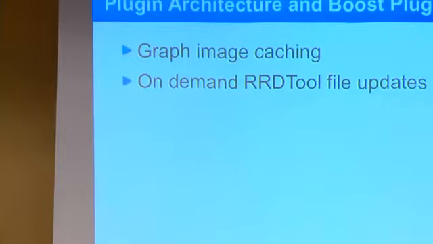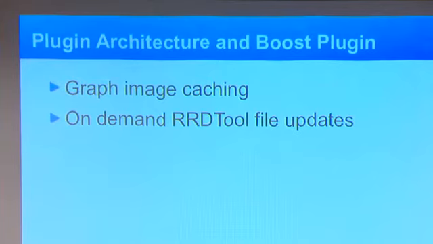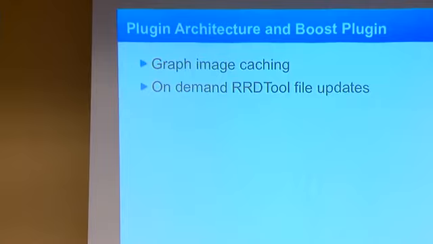It also does on-demand RRDtool file updates. What does that mean? Boost essentially takes the data being written in the poller output table and pushes it off to the side, and the RRDtool updates do not happen until later. When a user requests a graph that needs to be rendered, it takes all the data associated with the data sources for that graph, updates the RRD for it, generates the graph, and then caches the image.